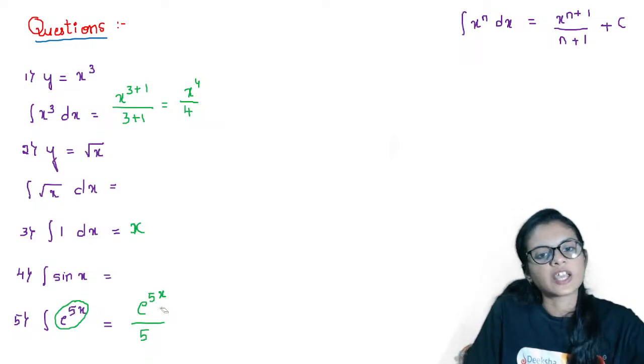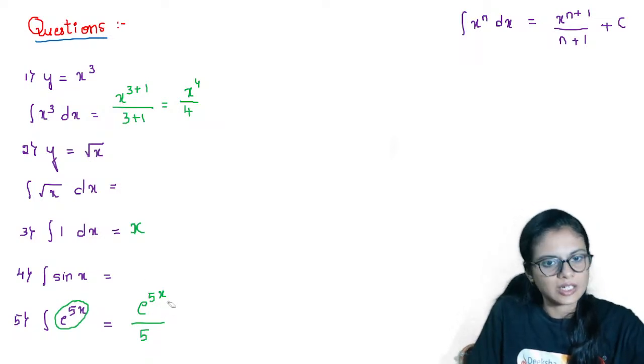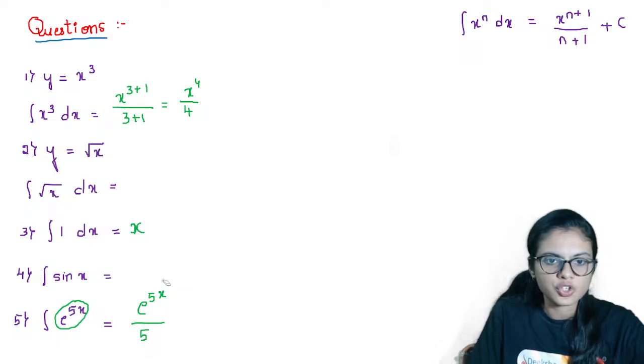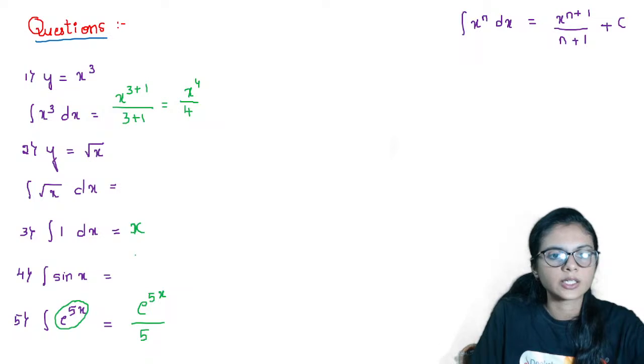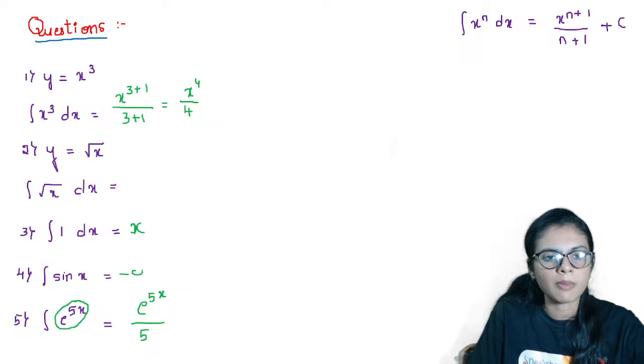E power 5x, e power 5x, as it is, you'll write. The coefficient of x is 5. So when we integrate this term, that 5, the coefficient just goes down. So that's the format how we should solve it. Okay. And integration of sine x will be minus cos x.